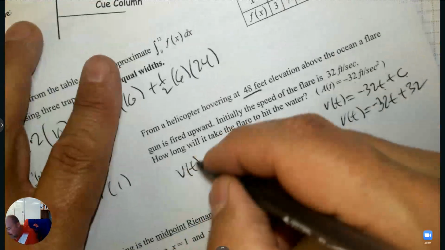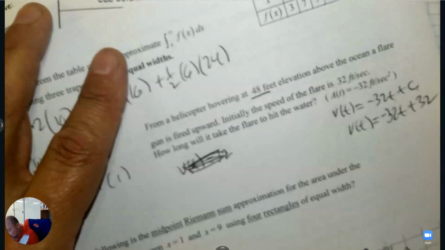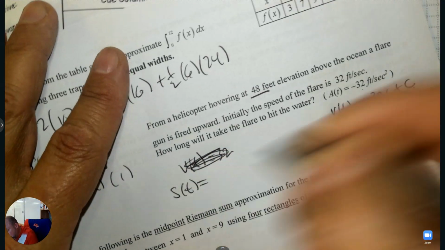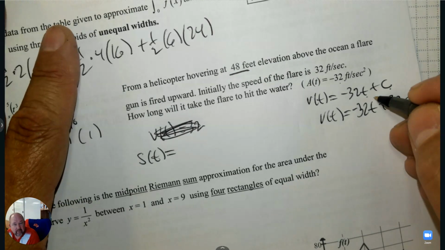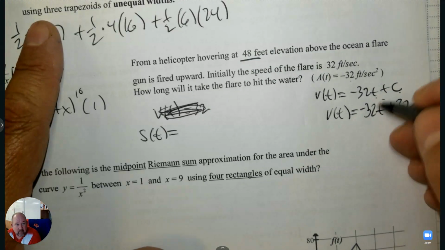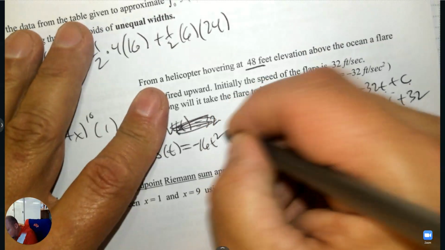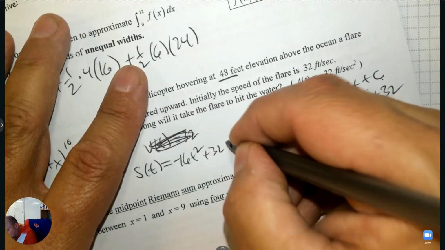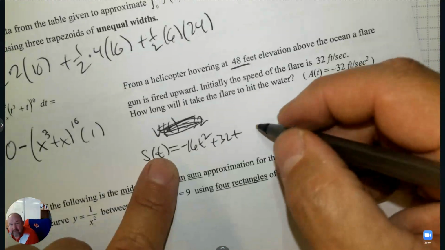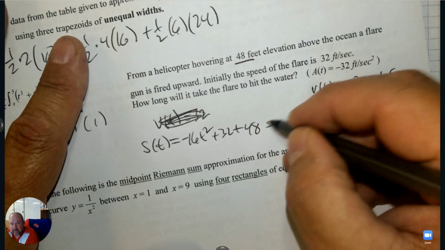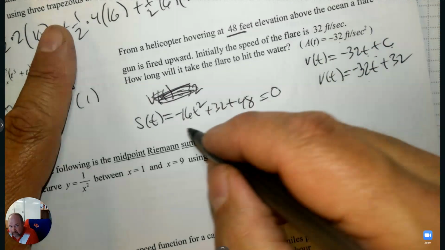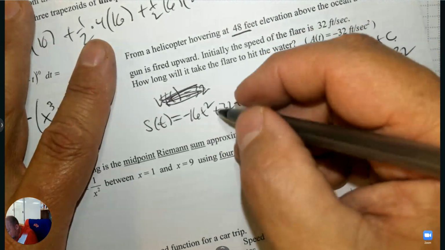And then if I take that and find the position, so if I integrate it, add 1 and divide, that's negative 16t squared, that's 32t. In the initial height, so if I plug in 0, the answer is 48. Then to this, I would make equal to 0 and find out when it hit the ground. So divide everything by negative 16.